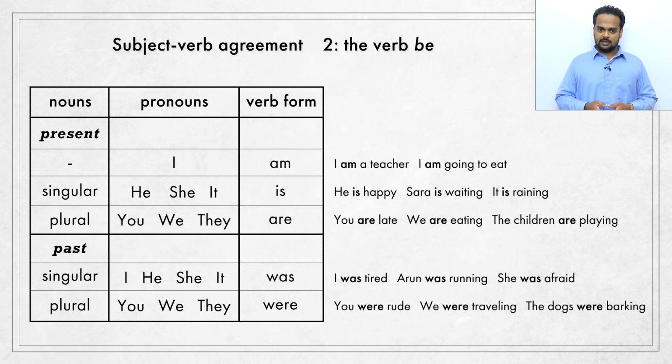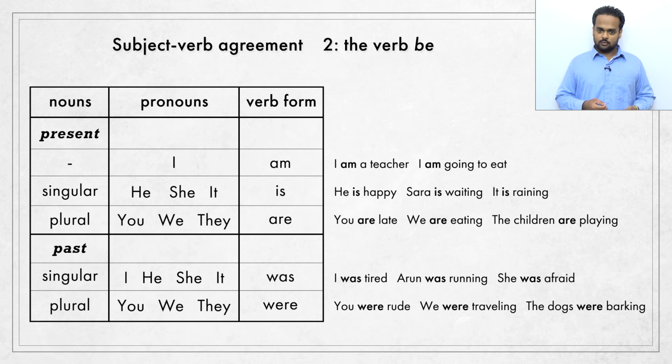In the present, if the subject is I, we say am. I am a teacher. I'm going to eat. If the subject is a singular noun or one of these pronouns, he, she, or it, we use is. He is happy. Sarah is waiting. It is raining. And if the subject is a plural or one of these pronouns, you, we, or they, we use are. You are late. We are eating. The children are playing.